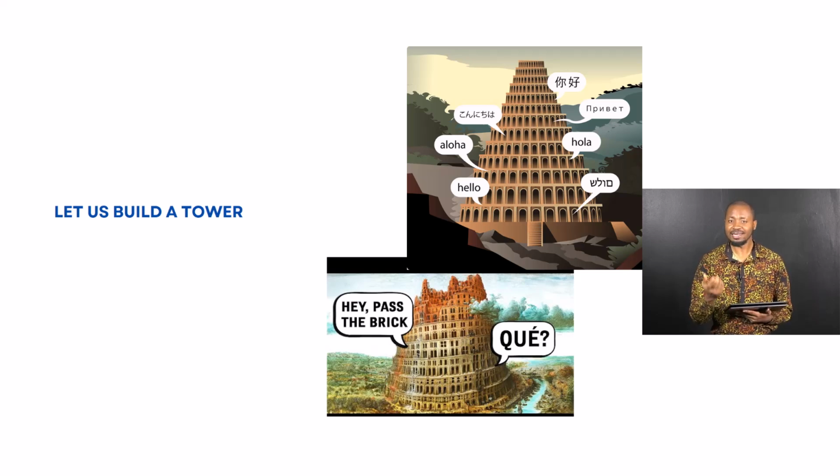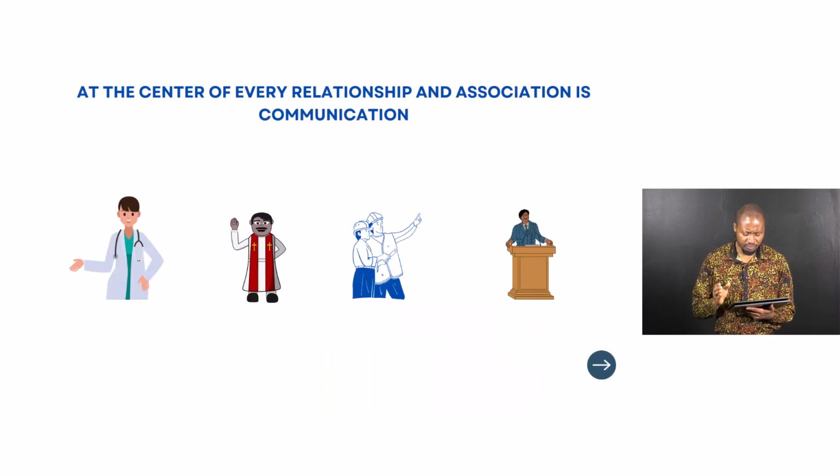So when you are communicating and your audience is not responding, it is possible they don't understand what you are saying. That is why messaging is very important in audience definition. When you're trying to define your audience, you must know the kind of messaging they are going to respond to. And I wrote here in this slide that at the center of every human relationship and association is communication. Whether you're a doctor, a priest, an engineer, or a public speaker, there must be clear communication.